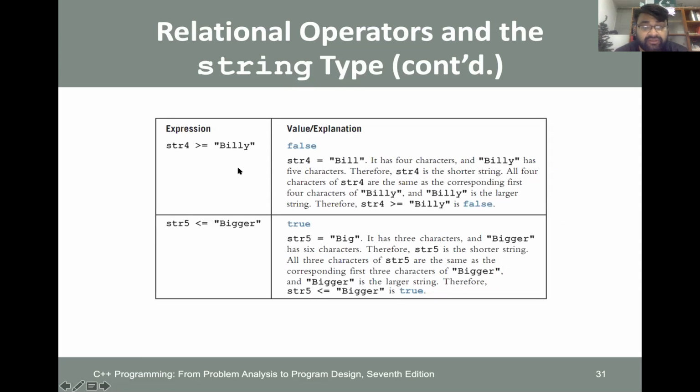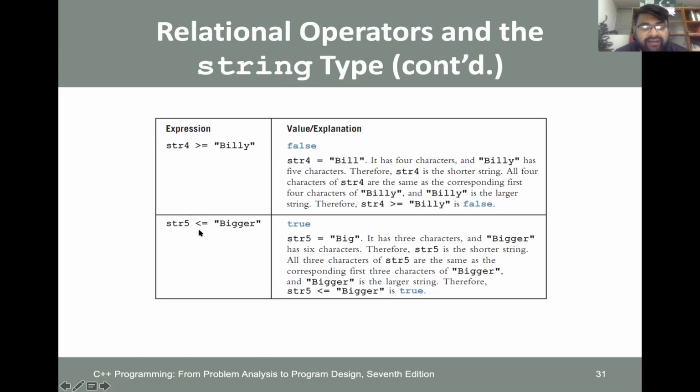Let's take the next expression, which is basically string 4 is greater than or equal to Billy, and string 4 is Bill. So in this case, BILL matches with BILL. However, the shorter string ends on the equal note with the larger string. But in that case, the larger string is always given the higher value. So this statement is false, and the overall result is going to be false.